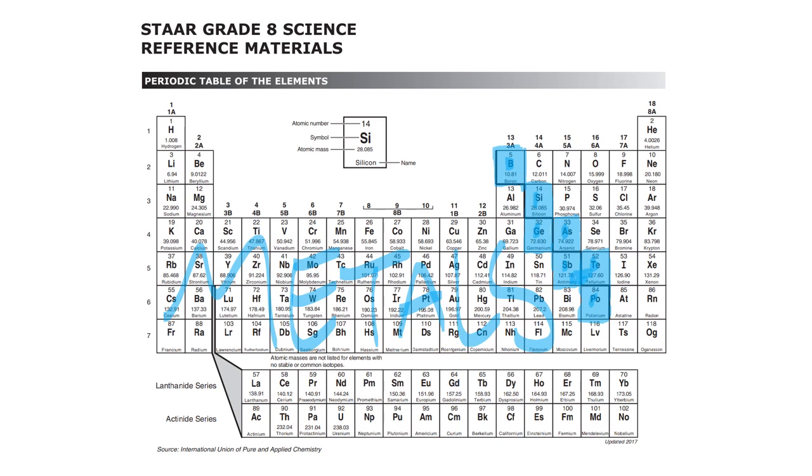Everything to the left of the metalloids has to be a metal, with the exception of hydrogen, which is a gas, but it is in column 1A because of its chemical properties, its reactivity, the way it behaves. It's very unstable. Everything to the right of the metalloids is what we would call a non-metal. So those are your 3 main groups. That's how you start the STAR test.